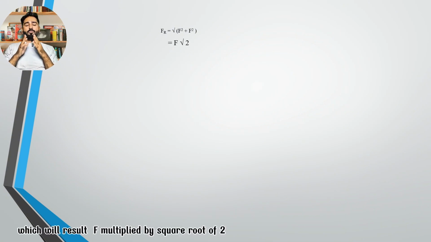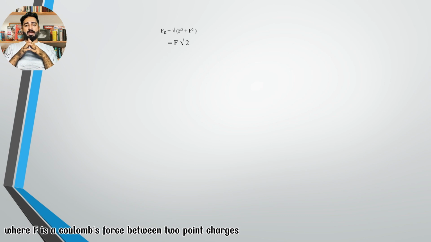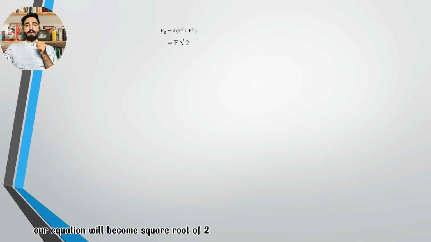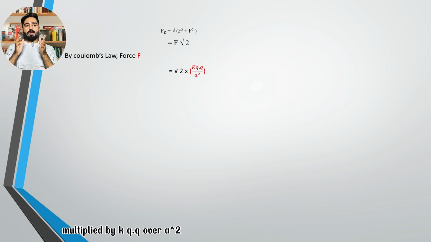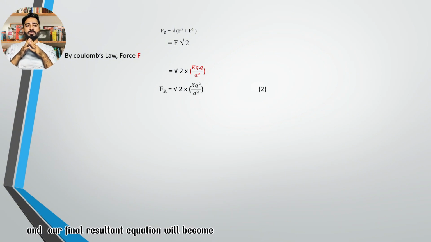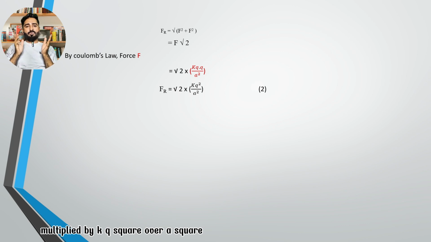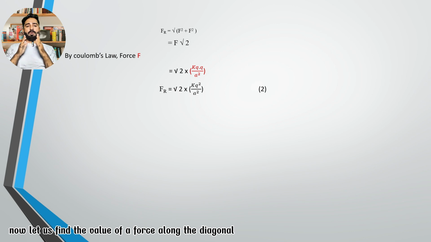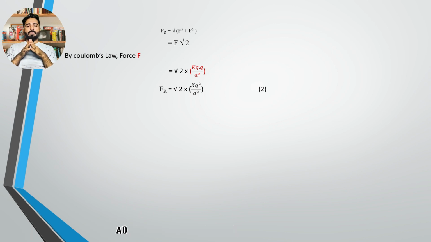So our equation will become Fr is equal to square root of F square plus F square, which will result F multiplied by square root of 2, where F is a Coulomb force between 2 point charges separated by a distance A. So our equation will become square root of 2 multiplied by KQ dot Q over A square, and our final resultant equation will become Fr is equal to square root of 2 multiplied by KQ square over A square.